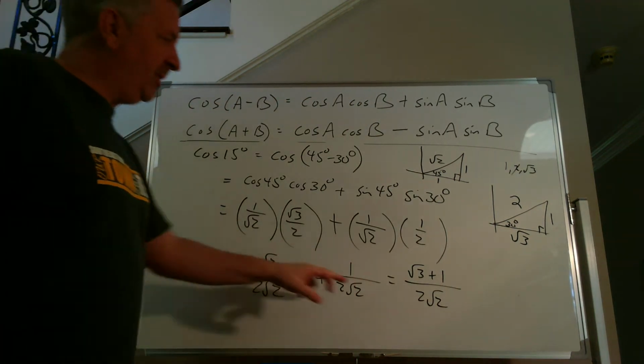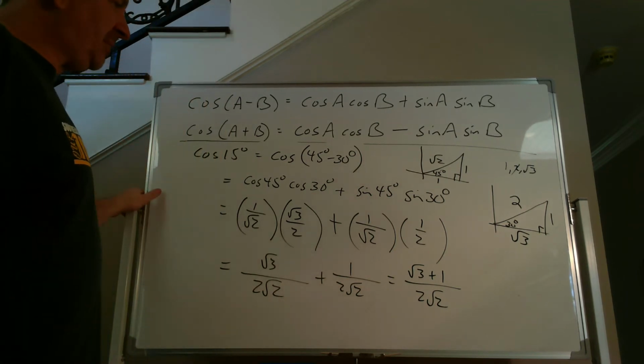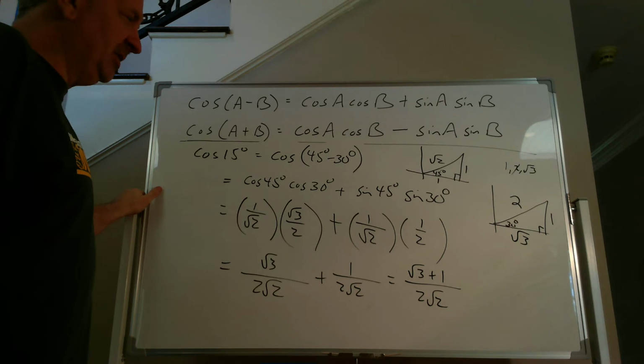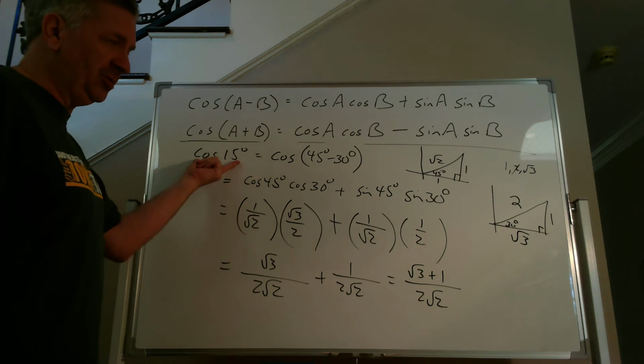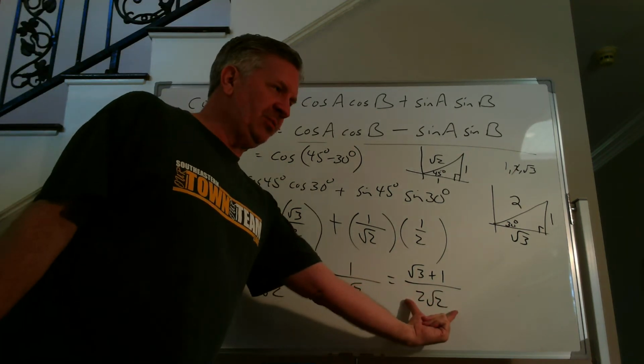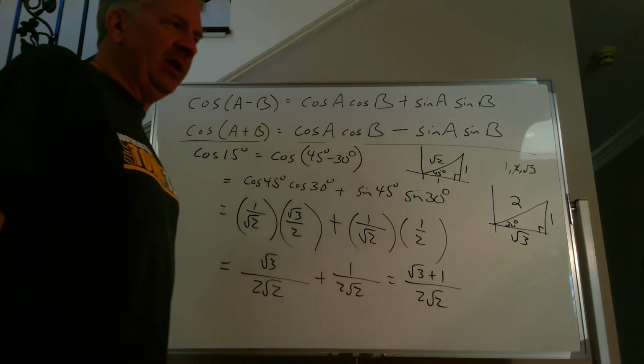Again, I'm not concerned about the rationalization. I'm perfectly fine with that answer. Now, if this is a problem in the book, they're always going to rationalize. If you want to check your answer, you could also check it in the back. Type in cosine of 15 degrees in your calculator. Make sure you're in degree mode. Type this expression in. See, you get the same decimal, and you know you got it right.